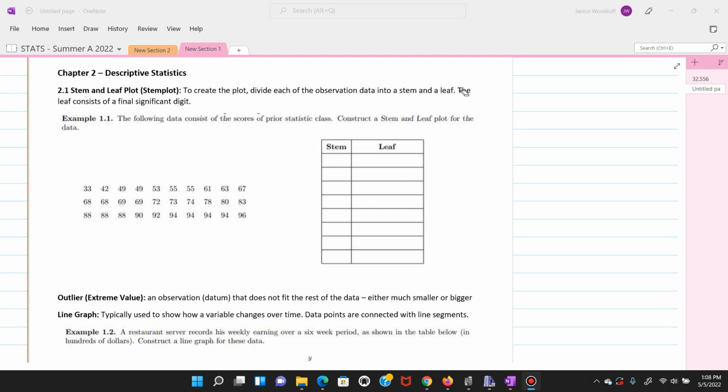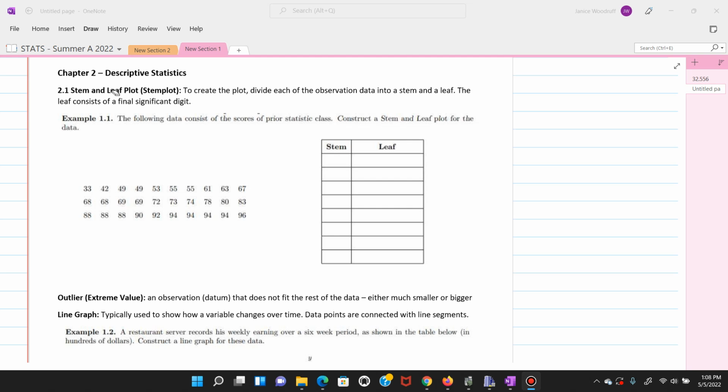Okay, let's take a look at chapter two. So the first part of chapter two, we're just looking at some different types of data displays or graphs. You've probably been seeing a lot of different types of graphs as you've gone through school, bar graphs, circle graphs, etc. So that's kind of what we're looking at.